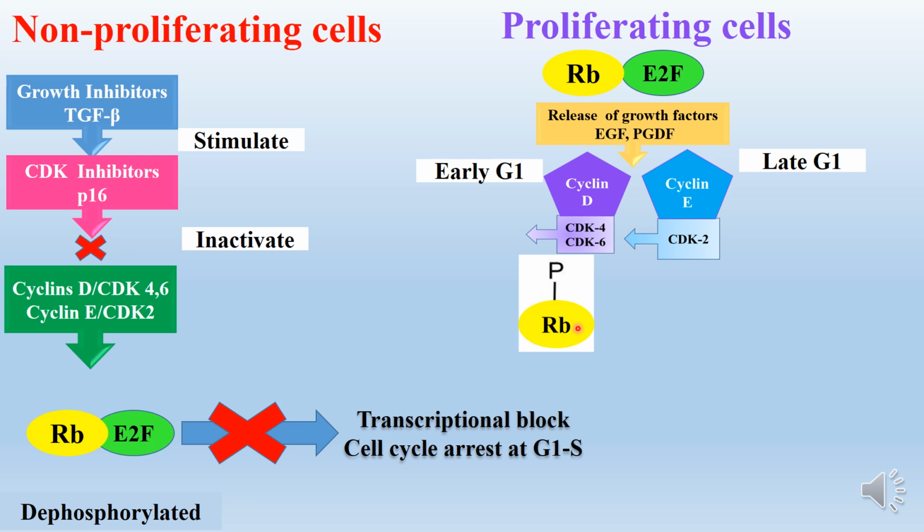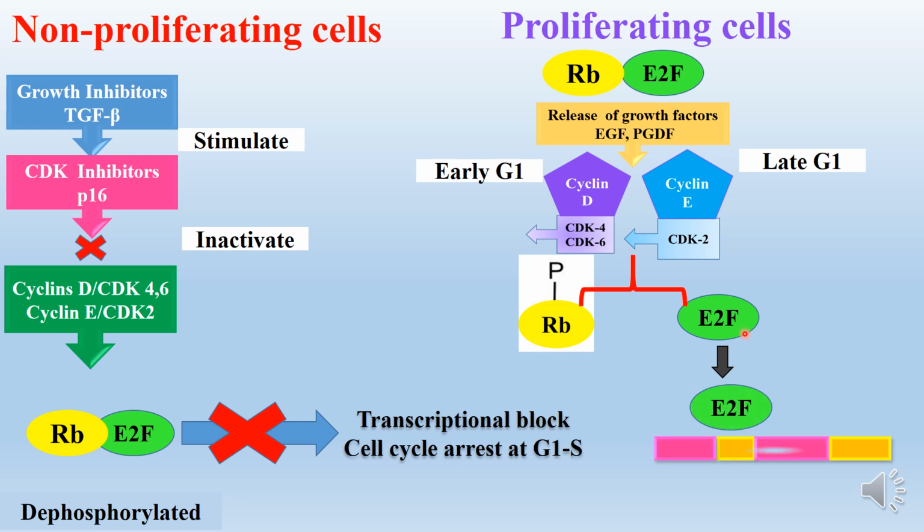Once it is phosphorylated, it separates from the E2F factor, that is the elongation factor, and now this elongation factor 2F is free to carry out transcription. So it initiates transcription and there is activation. So this is what is happening.